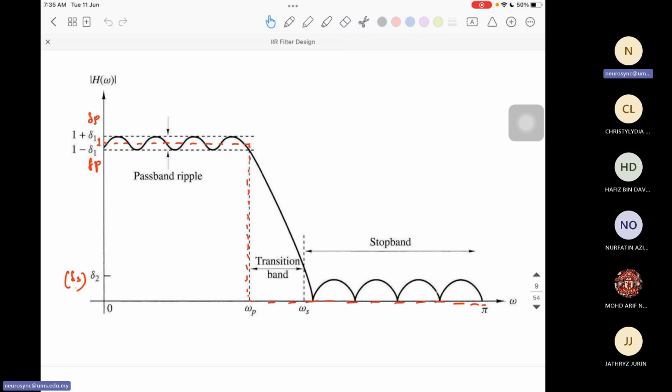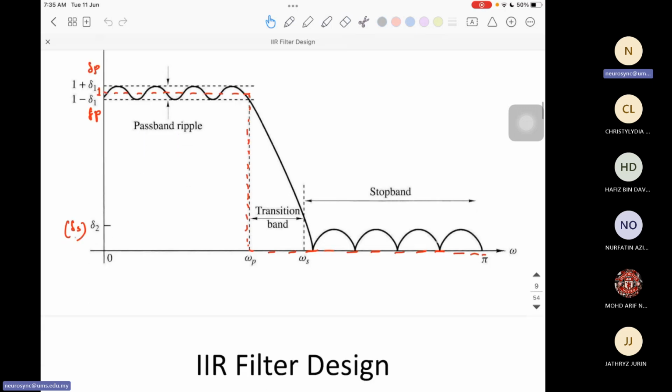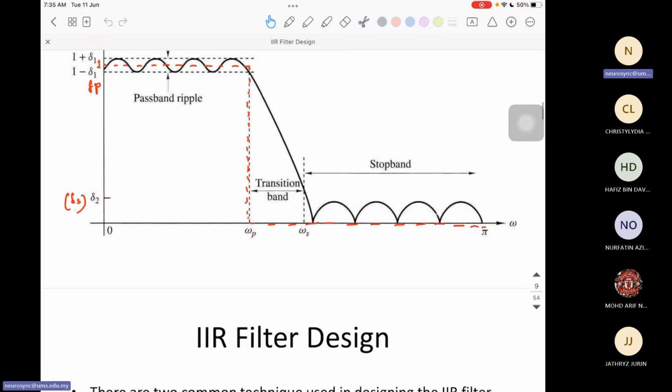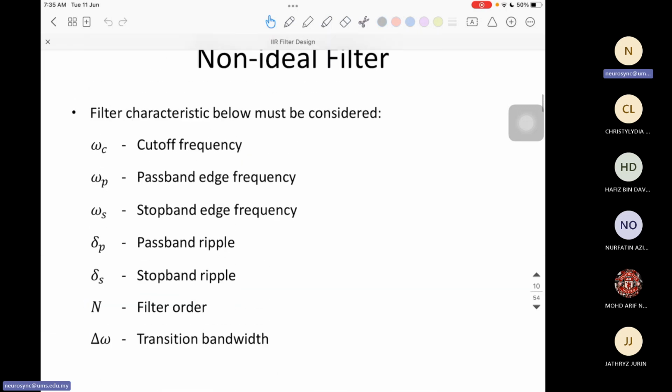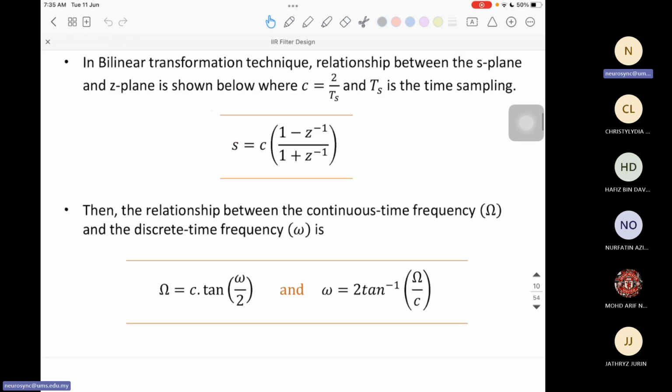Okay, so this is the characteristics of a non-ideal filter, because the ideal filter is not realizable. This is the transition band, that is the band between the pass band edge frequency and the stop band edge frequency. Okay, so to design this, we started with this Butterworth filter.